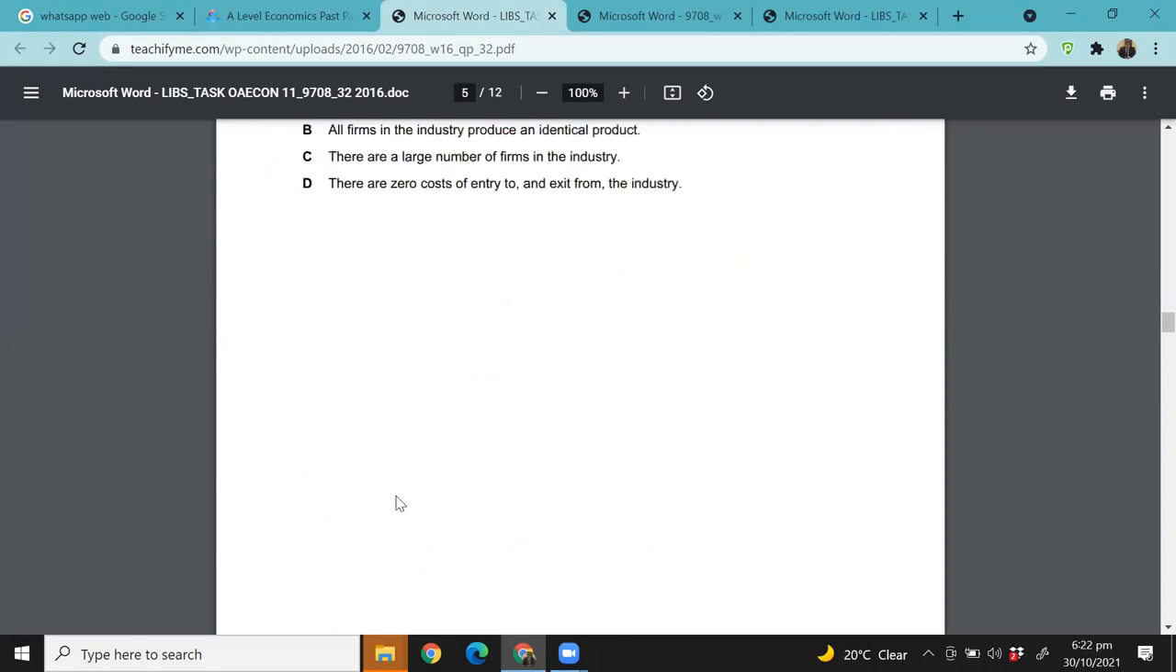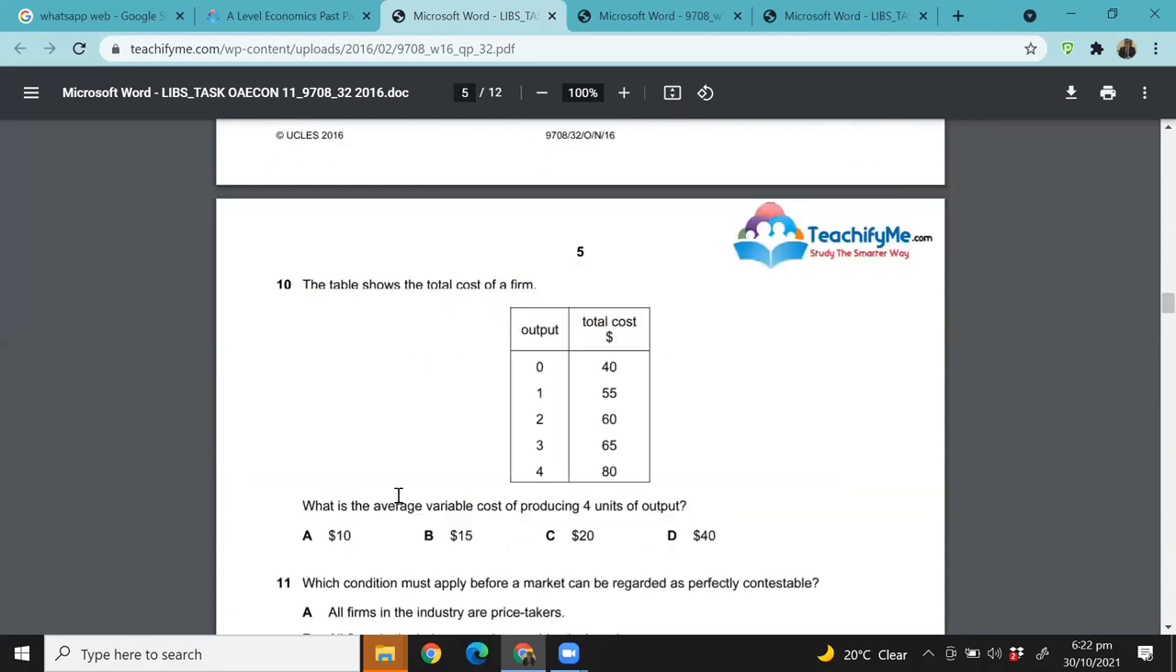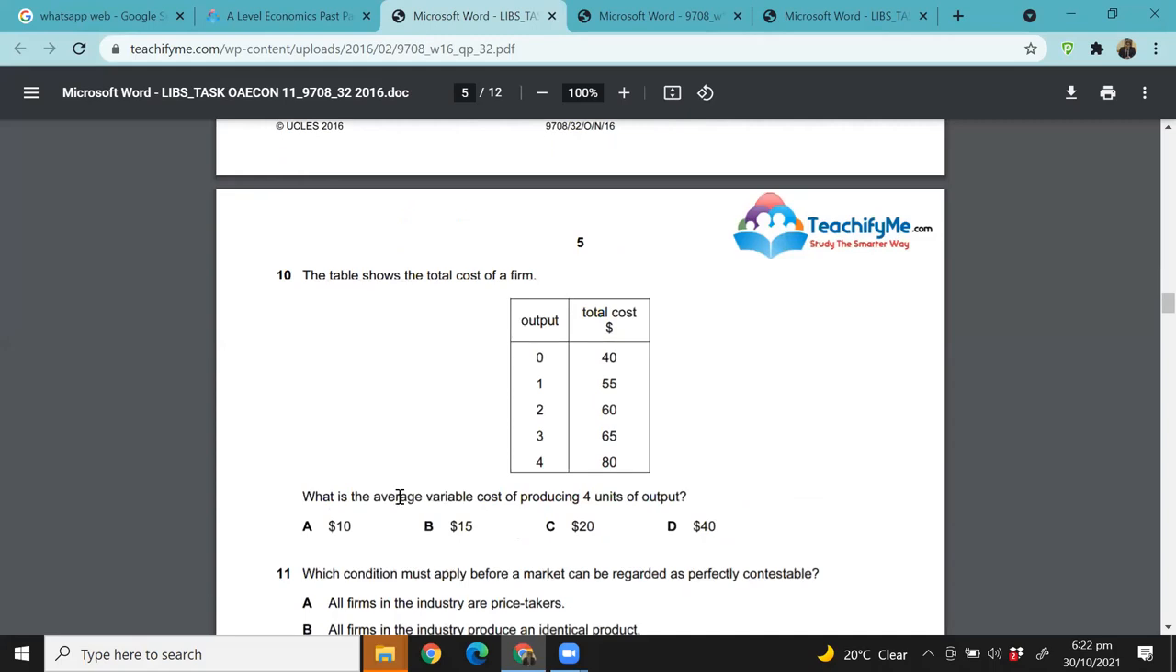Okay, now the next question says, we just did this one. The table shows the total cost of a firm. What is the average cost of producing 4 units of output? That should be easy. You are given total cost in this column, and total output in this column, and it is asking you about the average variable cost of producing 4 units.